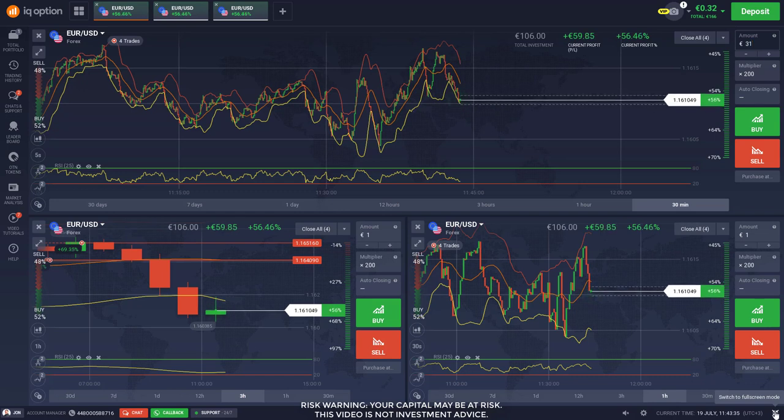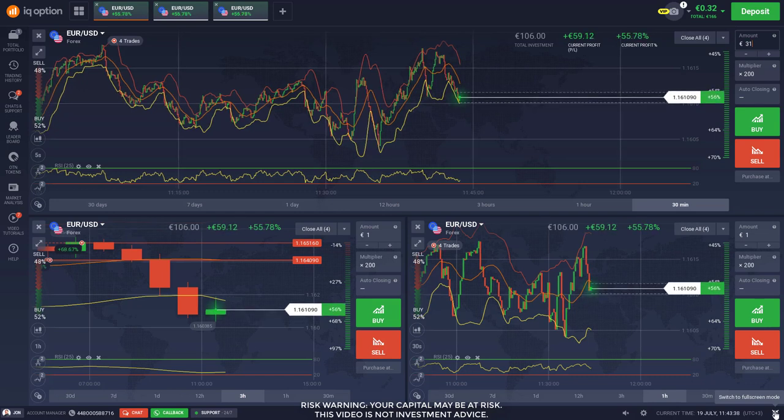Now it's coming down and approaching the bottom of 5 seconds RSI now.